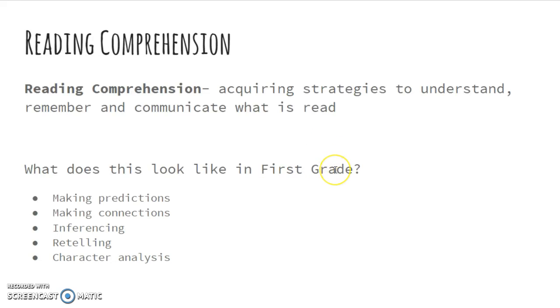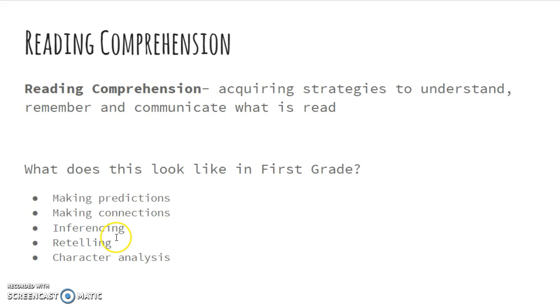Well, it looks like making predictions. What do you think is going to happen next? Why do you think that's going to happen? It's making connections. What does this remind you of? Has that ever happened to you? It is inferencing. Inferencing is kind of like making predictions, but it's using the clues in the text to figure out what is happening or what is going to happen.